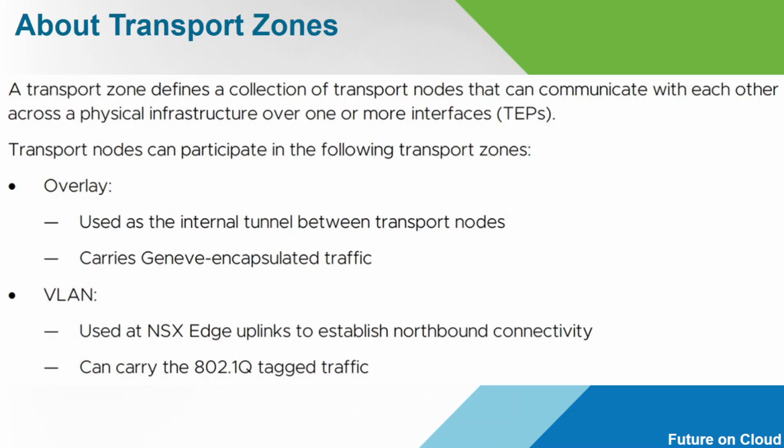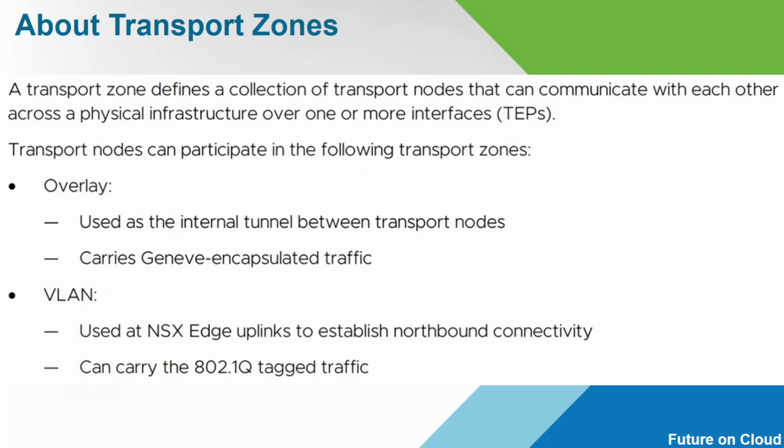For transport zone, a transport zone defines a collection of transport nodes that can communicate with each other across a physical infrastructure. One or more transport nodes can participate in the following transport zones: overlay and VLAN. Currently, we are only covering overlay. VLAN will be covered in upcoming videos when we start the configuration of NSX.